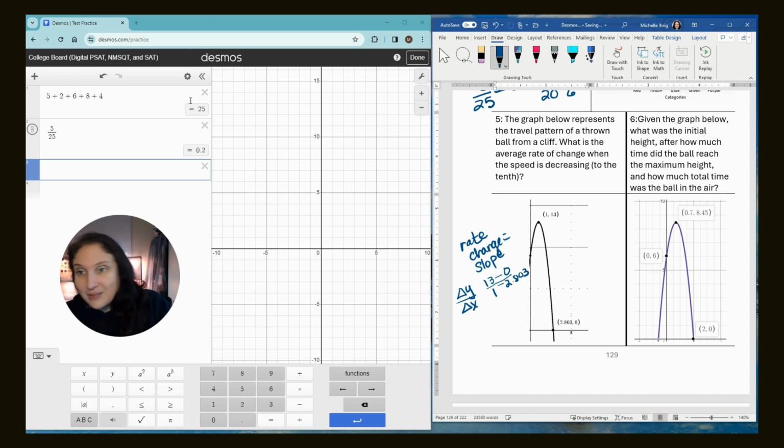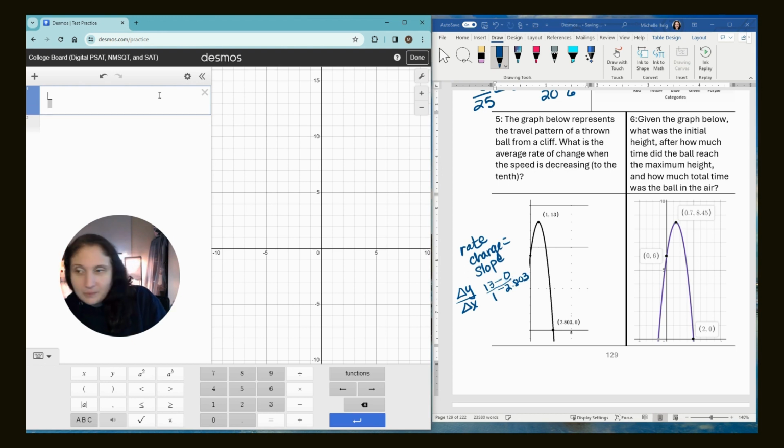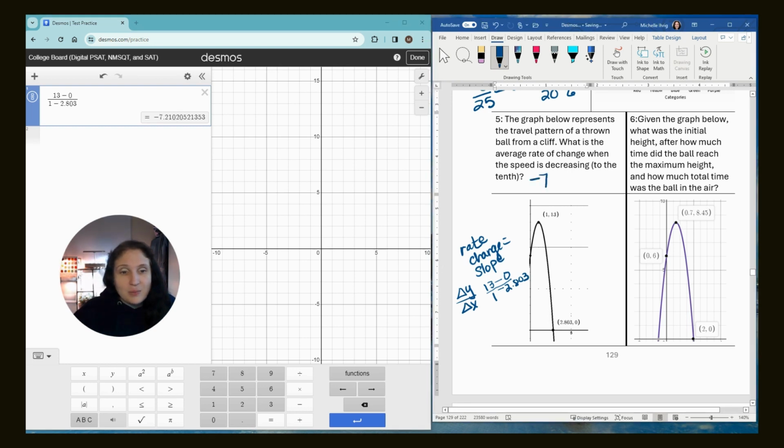Let's just type it into Desmos. Oh, now it looks pretty. So we're going to do a divide symbol. We have 13 minus 0 is our change in y, and our change in x is 1, the first x value that's connected to the 13, minus the 2.803. And that's our change, okay? At what speed is it decreasing, rounded to the nearest tenth? Negative 7.2. And then we can assume that would probably be like feet per second.